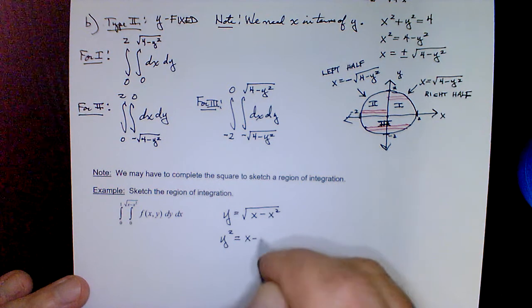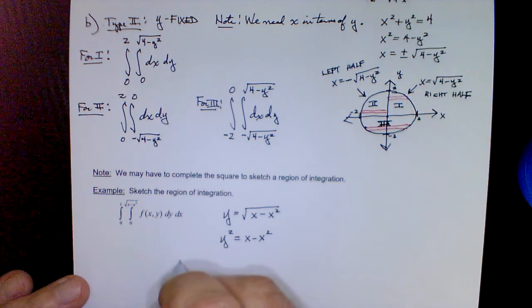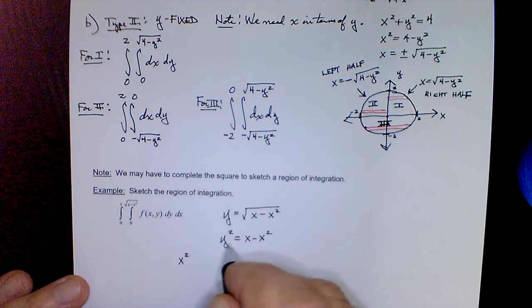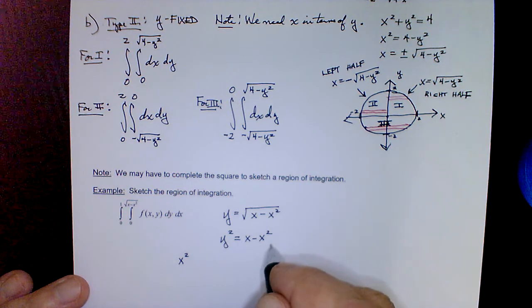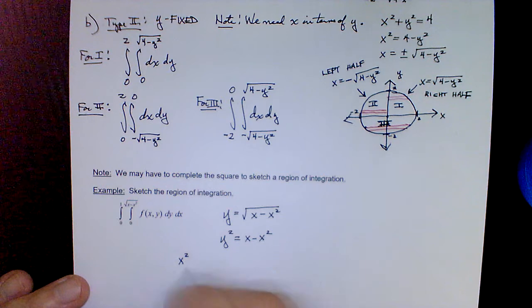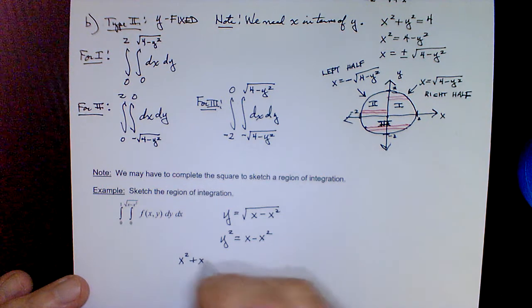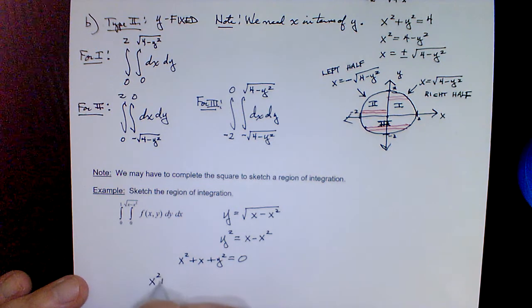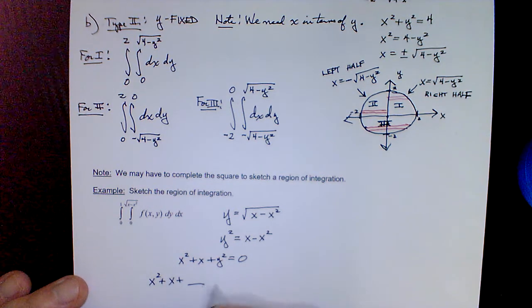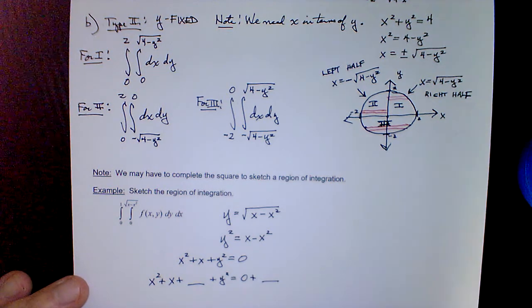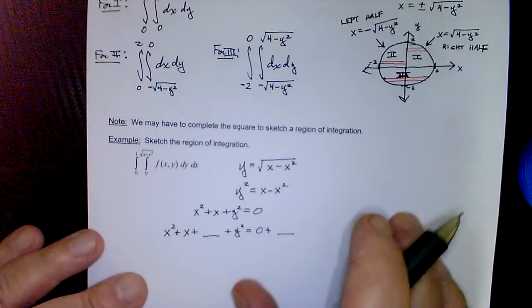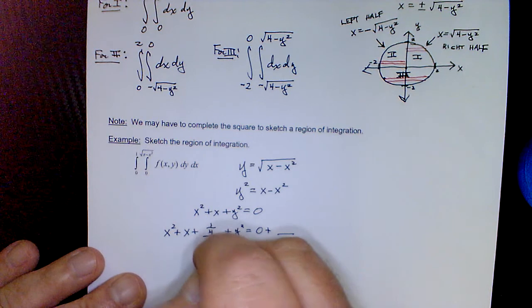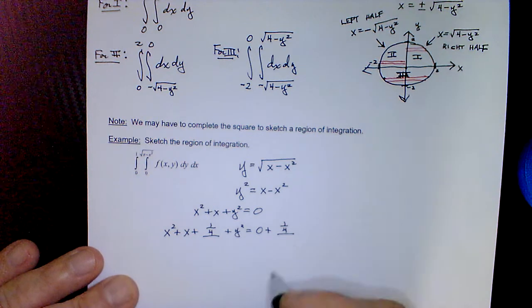First square both sides. Then let's get everything to one side. So we'll square both sides, we get y squared equals x minus x squared. Everything to the left, let's say x squared plus x plus y squared is 0. We'll complete the square on the x squared plus x plus something, and then plus y squared equals 0 plus something. What completes the square is you take half the coefficient of the linear term, so half of 1 is 1/2, square it, you get a quarter. So if I add a quarter there, I have to add a quarter here.